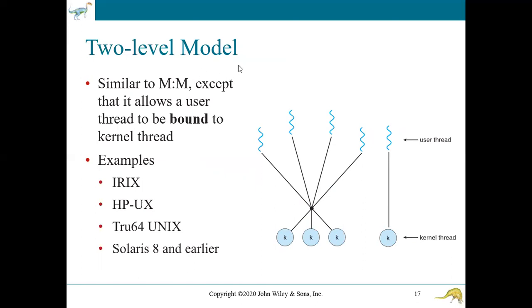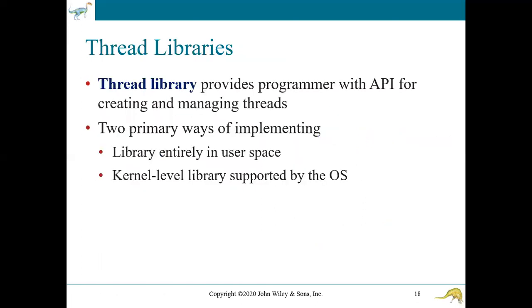So what do you have here, sir? The two level model, both are implemented in this model. One to one whenever you require, many to one, right? So the thread library provides the programmer an API for creating and managing threads. Thread library, library means a set of functions.